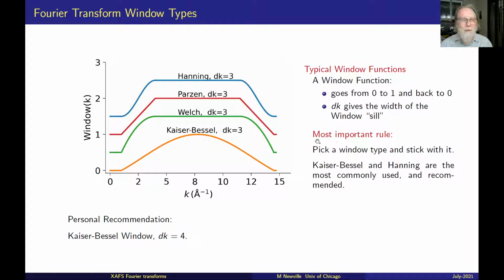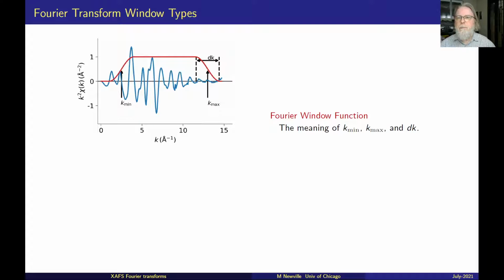The most important thing to keep in mind is just to be consistent. My personal recommendation would be to use the Kaiser-Bessel window with a decay of about 4, as that is never wrong. It does reduce the data somewhat and emphasizes the middle portion of the spectrum, but it's often the easiest one to use because you don't have to mess around with trying to figure out other portions of the window function.